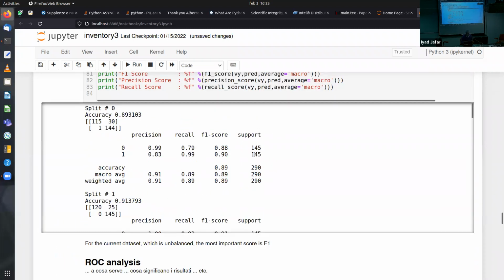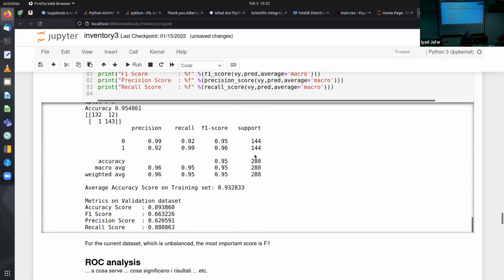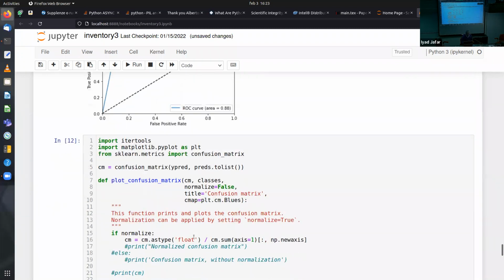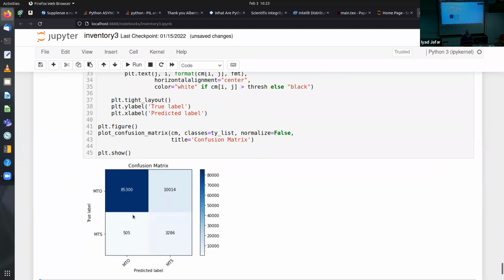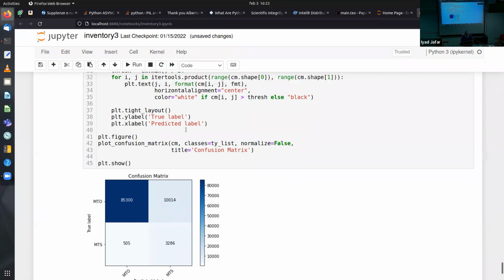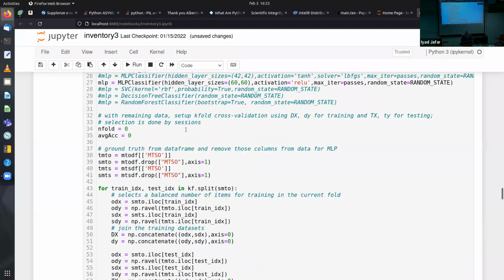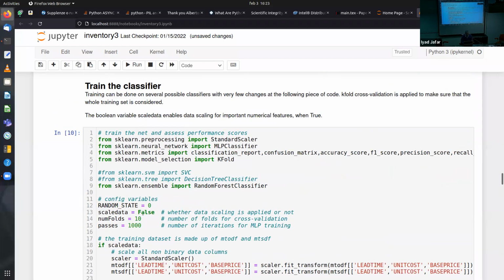You see here, the accuracy is smaller, and I think that also, yeah, there are a lot of mistakes. You see, MTS is much better, yes, but we have a lot of mistakes here. Let's say we try the last one, in order to scale the data. Let me try to see what happens if we scale again.